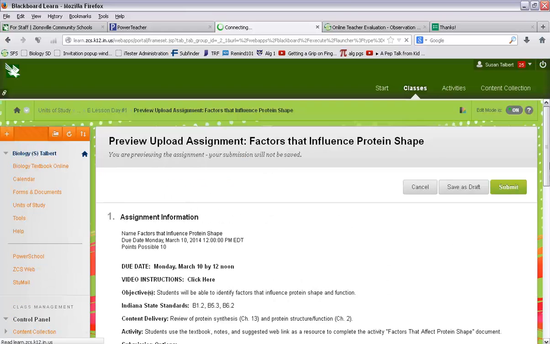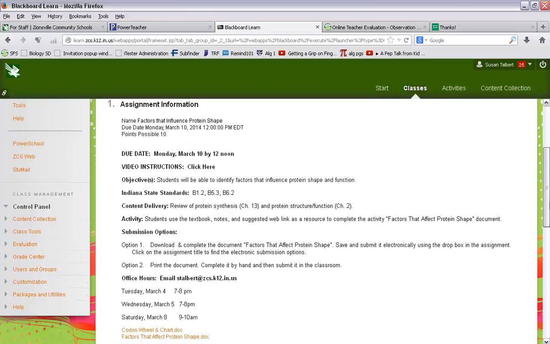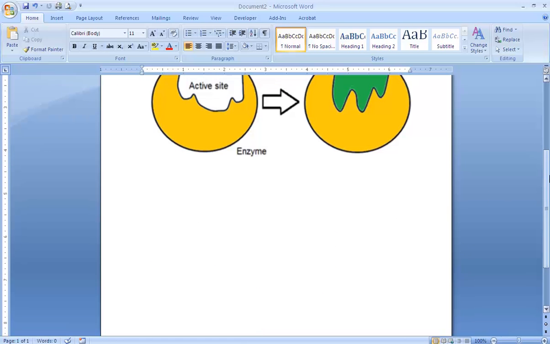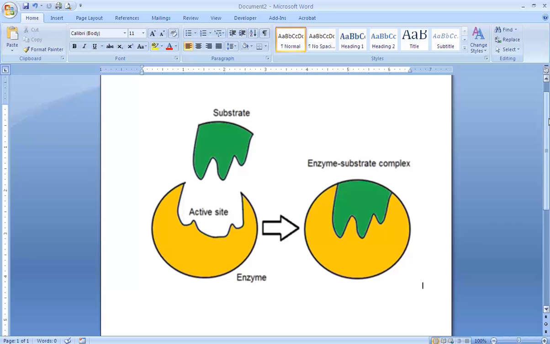Factors that influence protein shape. Protein shape is critical. It's absolutely critical to how structure determines function. The shape of that protein is critical to how the protein is going to function.